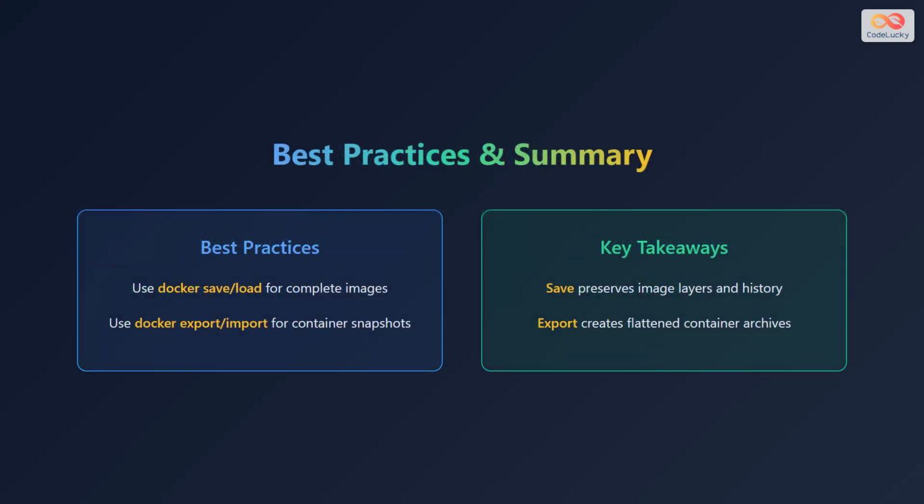Here are some best practices and key takeaways. Use docker save and load for complete images when you need to preserve all layers and history. Use docker export and import for container snapshots when you only need the current state of the container without the history. Remember, save preserves image layers and history, while export creates flattened container archives.